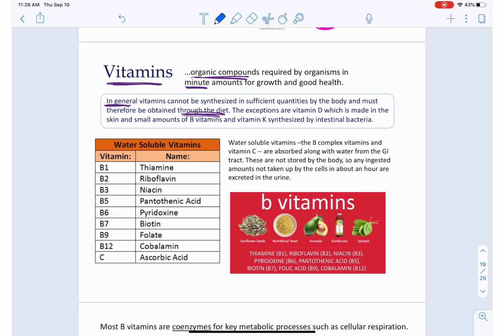There are some exceptions to this. Vitamin D can be made by the skin in the presence of UV light. And then also B vitamins and vitamin K can be synthesized in small amounts by bacteria in the intestine. But in general, we need to obtain vitamins through the diet.